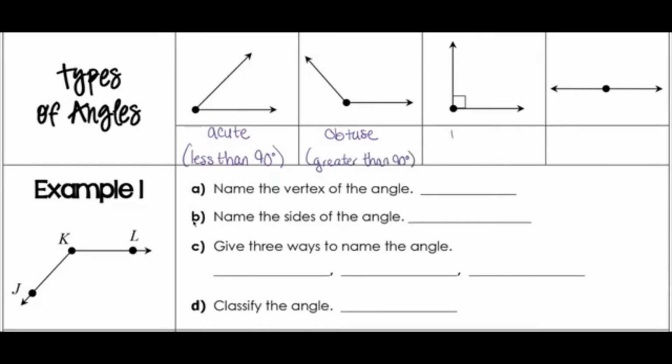You have a right angle. A right angle is equal to 90 degrees. And then you have what's called a straight angle. And this angle is equal to 180 degrees.